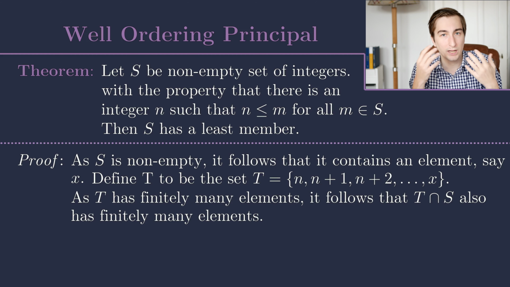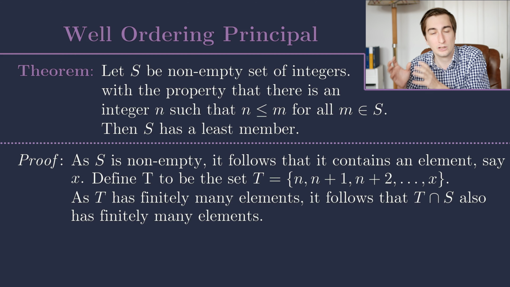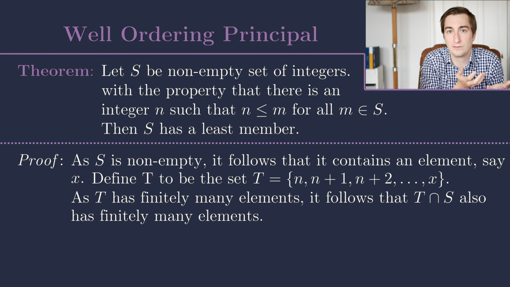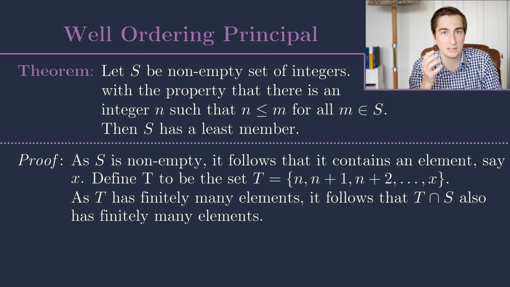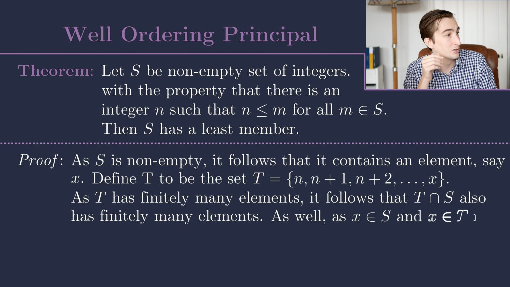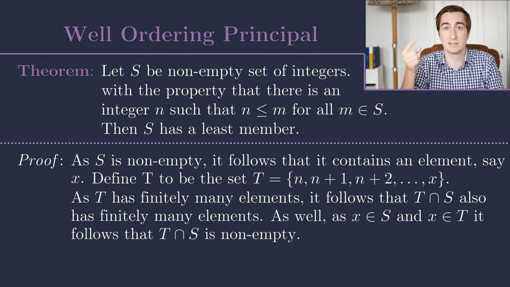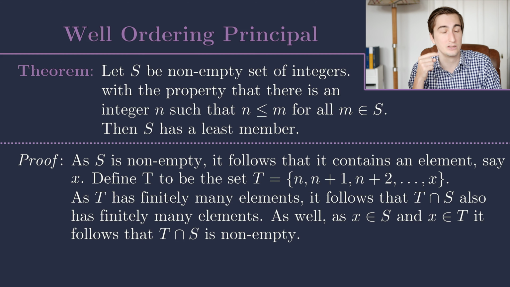That you can't have it that it has infinitely many elements. The intersection cannot have infinitely many elements if one of the sets has finitely many elements. And that's fairly obvious just by thinking about it, by drawing a picture. So, as well, since X is in S and X is in T, it follows that the intersection of T and S is non-empty, right?